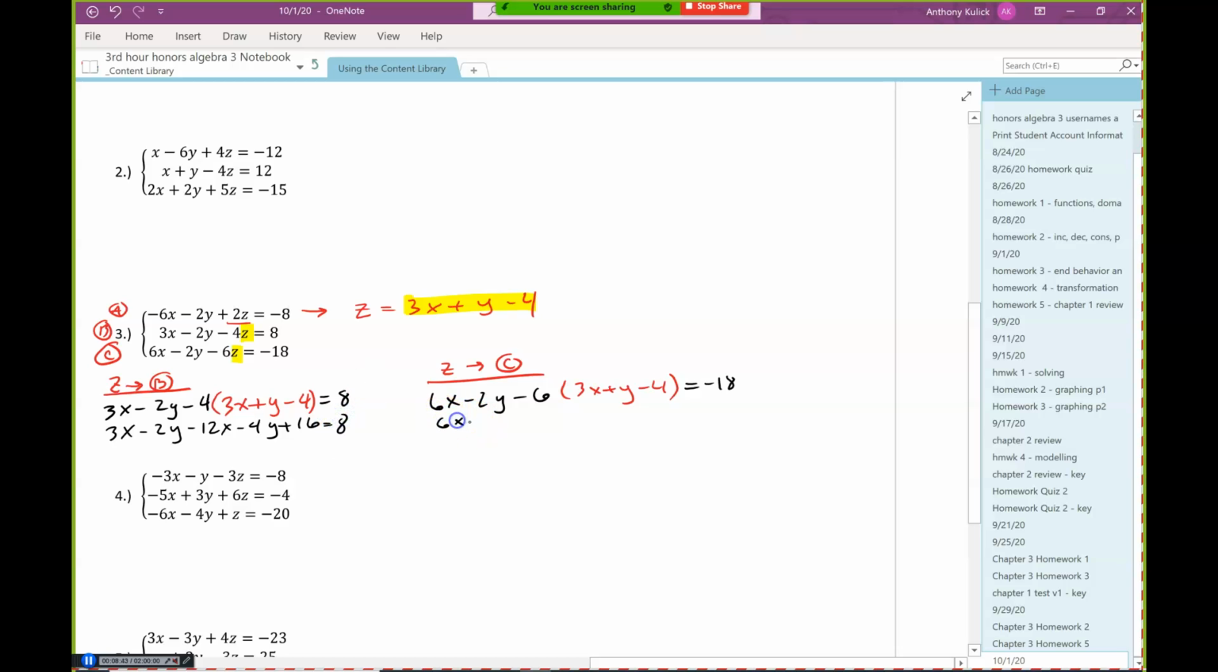And we'll distribute that negative 6 in the other one. So it's negative 18x minus 6y plus 24, equals negative 18. So if I combine like terms, I'm going to have negative 9x minus 6y, and then I'm going to subtract that 16 to the other side, which gives me negative 8.